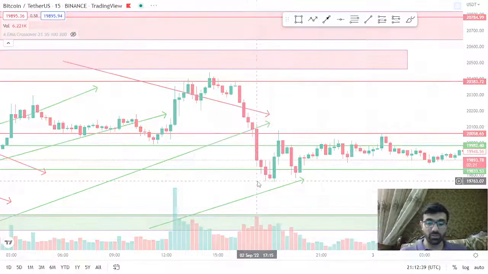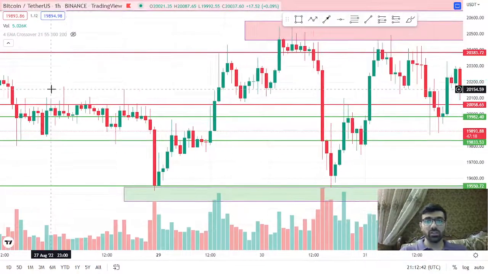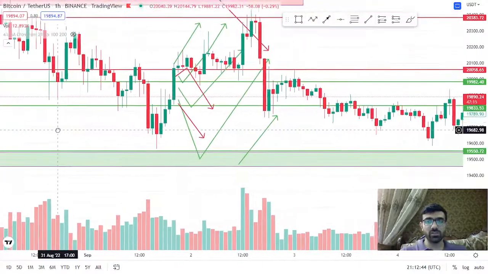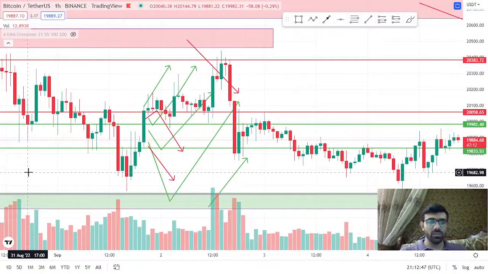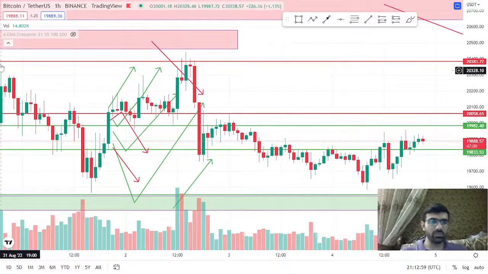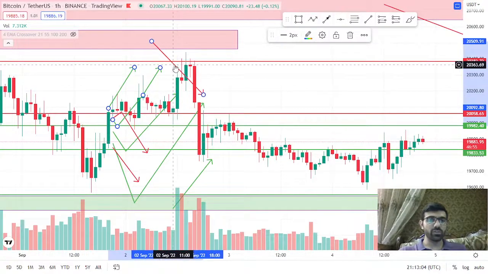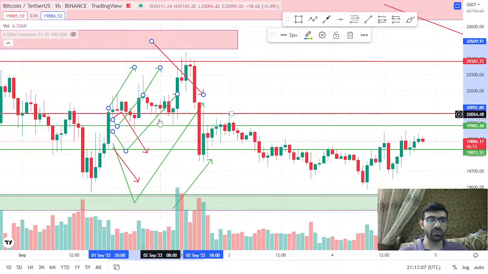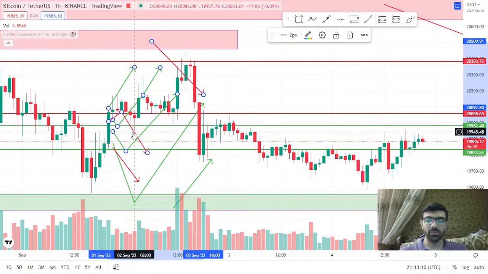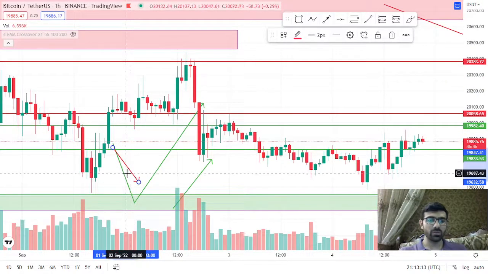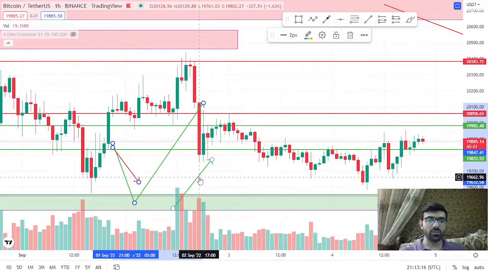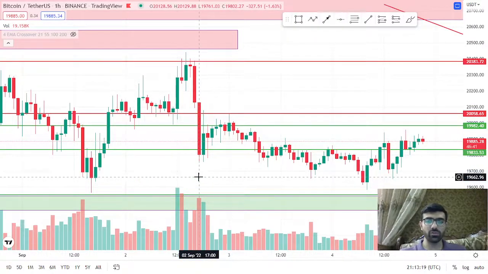Okay, now let me go back to the 1 hour chart. And now let us just continue with today's analysis as what to do next in this Bitcoin pair. Okay, so let me remove the previous scenarios so we can put on fresh scenarios for you guys. Okay, so the previous scenarios have been removed.